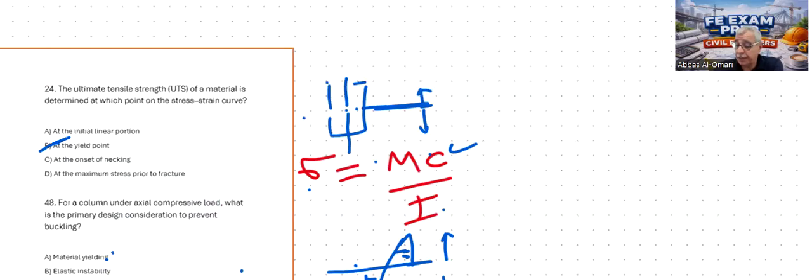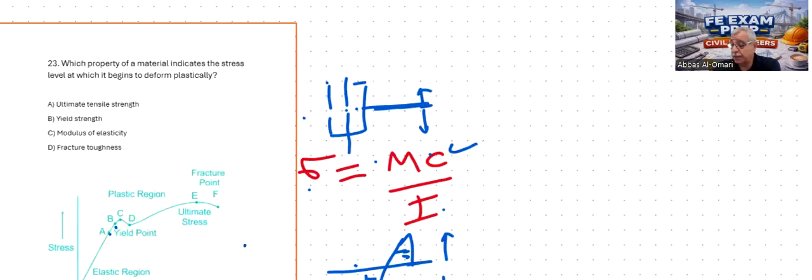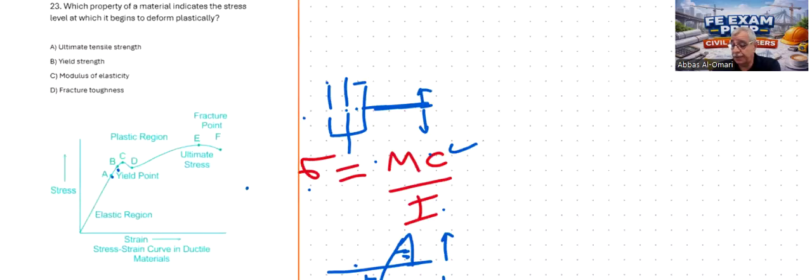Again, about the stress-strain relationship. The ultimate tensile strength of a material is determined at which point on the stress-strain curve? We go back, I want to show you again the stress-strain relationship. The ultimate stress is point E in the diagram. The ultimate stress is point E, this point. This point is just before the failure or fracture, which is point F.